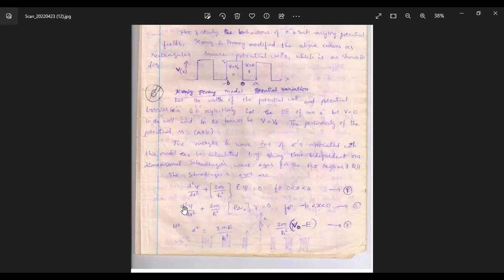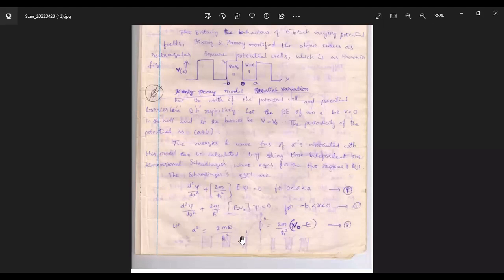So the Schrodinger time-independent wave equation becomes d square psi by dx square plus 2m by h bar square into E minus V naught, that is, E minus potential energy, right? So the potential energy is V naught. E minus V naught into psi is equal to 0 when the electron is in between minus b and 0.